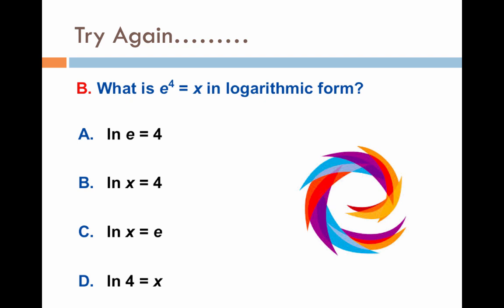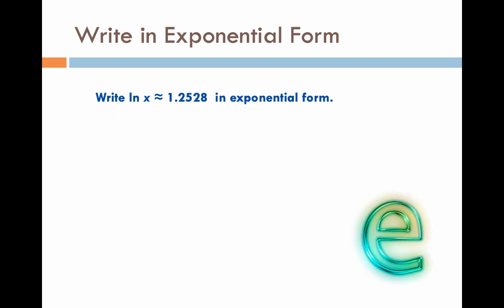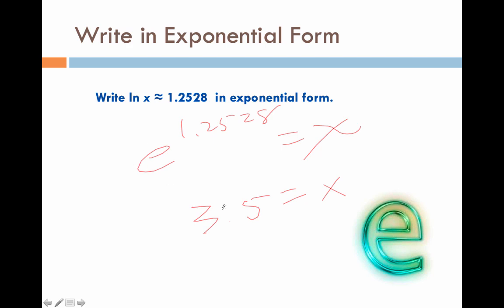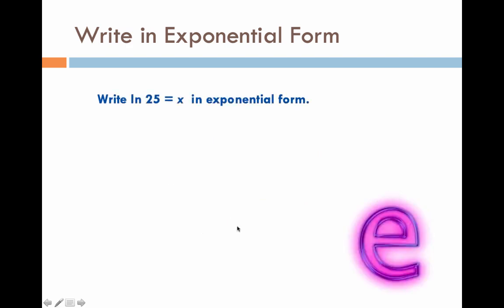This one, well, we already did this one. ln of x equals 4. Write this in exponential form. Okay, we're doing the same thing. E to the 1.2528 equals x. If you wanted the actual value, go to your calculator, second ln, and now I'll type in for the exponent 1.2528. This must be a special one. It's about 3.5. So there you go. X is 3.5.